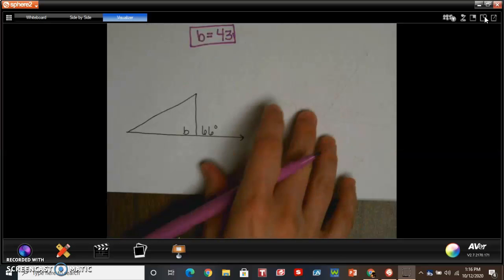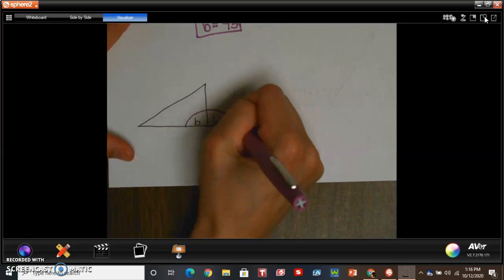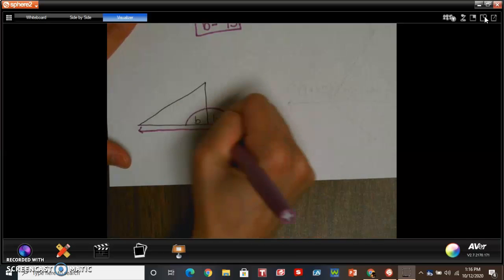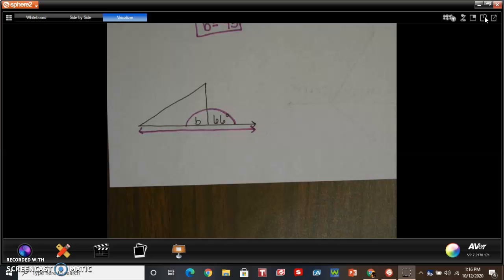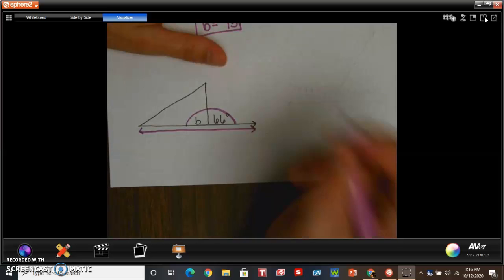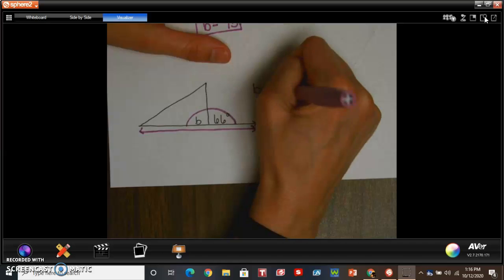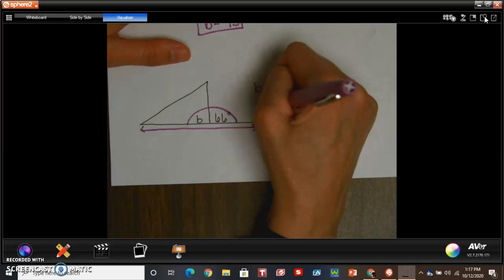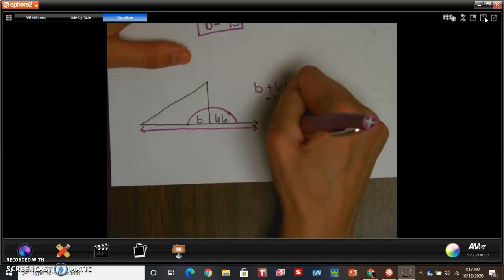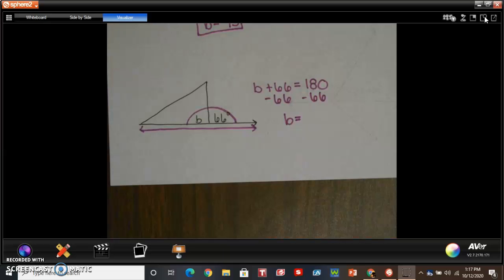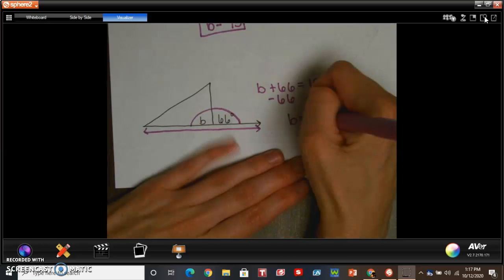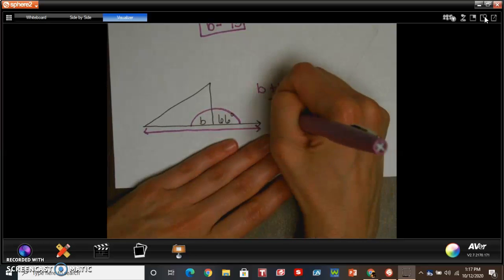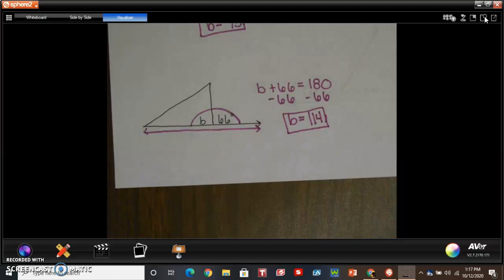Right here. Here's B, and here's 66 that we know. So we want to see what shape are we creating, a box, line, or bow tie. We're creating a line, and we know a line equals 180, so we'd say B plus 66 equals 180. Again, to solve for B, we're going to subtract 66. And we get that B equals 114. Okay, so remember, box, 90, line, 180, bow tie is equal.